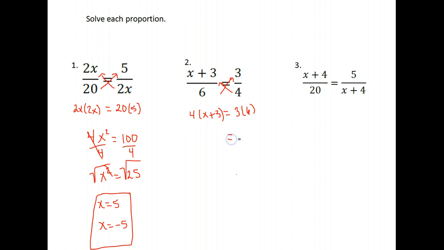And we simplify. 3 times 6 is 18. And on this side we distribute to get rid of those parentheses. 4 times x is 4x, and 4 times 3 is 12. Finally, we solve. So this is a little bigger problem. We have 4x plus 12. We need to get rid of the plus 12. So we do the opposite and we subtract 12 from both sides.